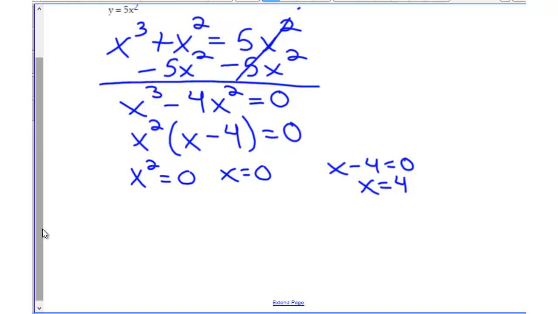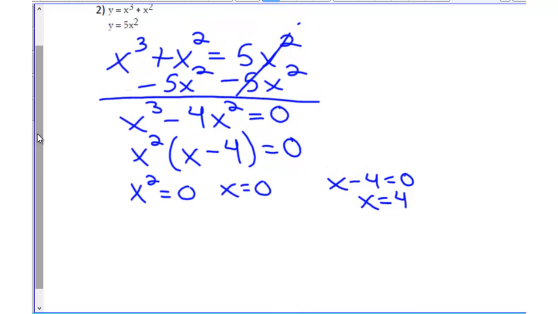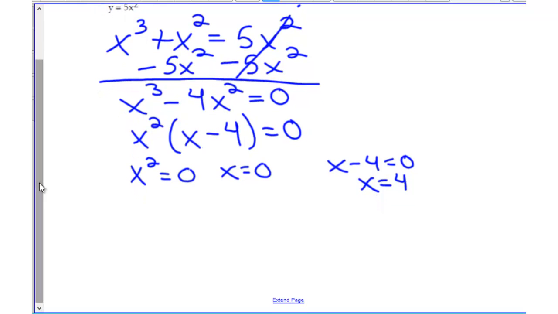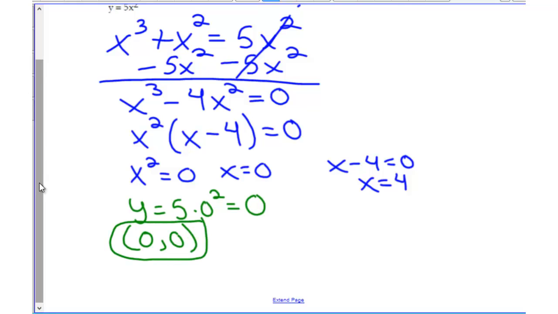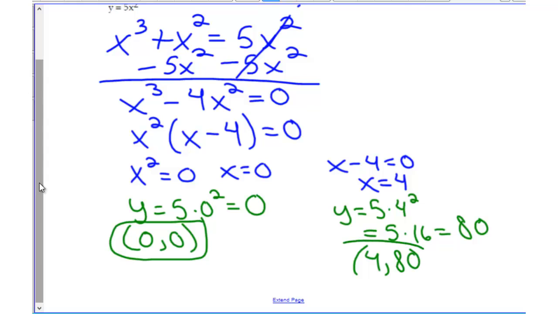So I like the second one slightly better personally, because then we're only having to do one or two things depending on how you look at it. So for 0, that's easy. 5 times 0 squared is 0, so that's the point 0, 0. For 4, y equals 5 times 4 squared, so 4 squared is 16, and 5 times 16 is 80. So that is the point 4, 80.